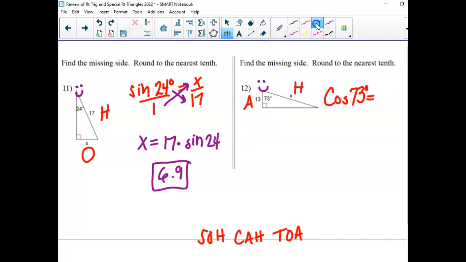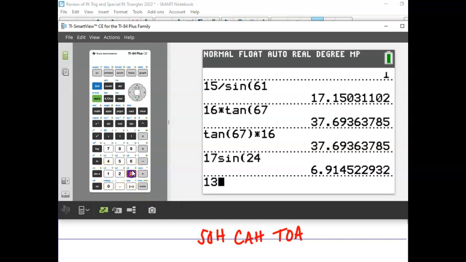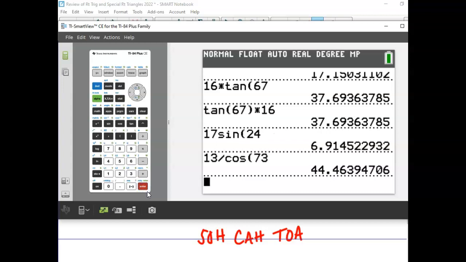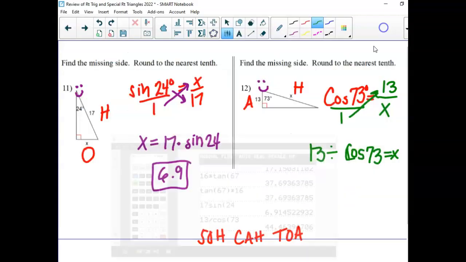Okay. This one, the angle, adjacent, hypotenuse means cosine. Cosine of 73 equals A over H. So this is the one we have to type funny, right? You have to do 13 times 1 is 13, and then divide by the cosine of 73. Got 44.5. Anybody else?